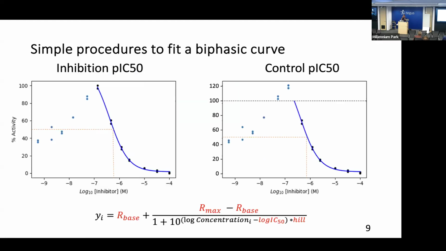Some of the simple attempts to analyze these data that were first tried by the consortium are what we call the inhibition PIC50 and the control IC50. The inhibition PIC50 looks at the inhibition phase of the curve and looks at the 50% point of that, just kind of ignoring this data. You can also say, let's normalize it or force 100% to be at the control value. So then it's a different point, a bit of a shift compared to the inhibition PIC50.